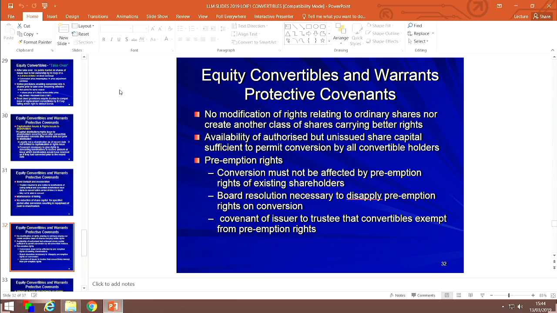Are you in any way familiar with these basic corporate law things, like preemption rights of shareholders? My goodness, that's good to know. Okay, right.